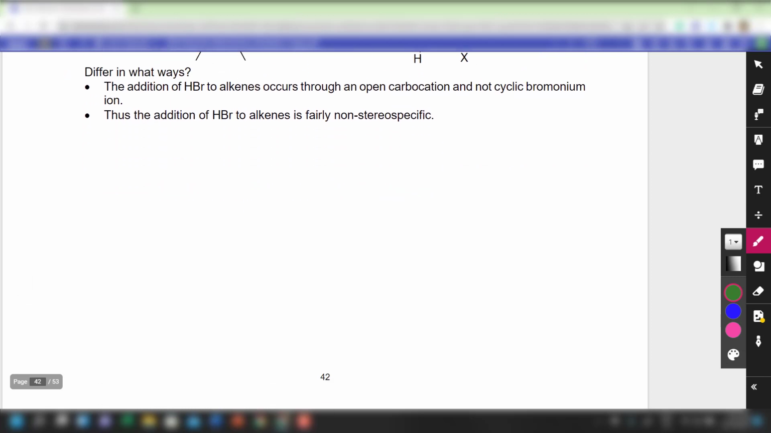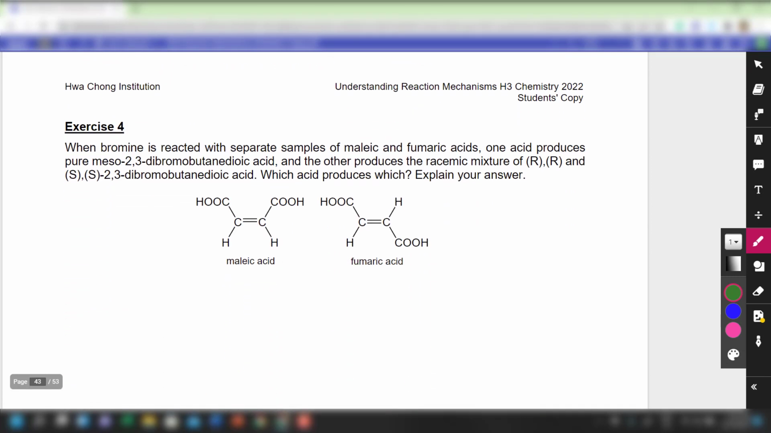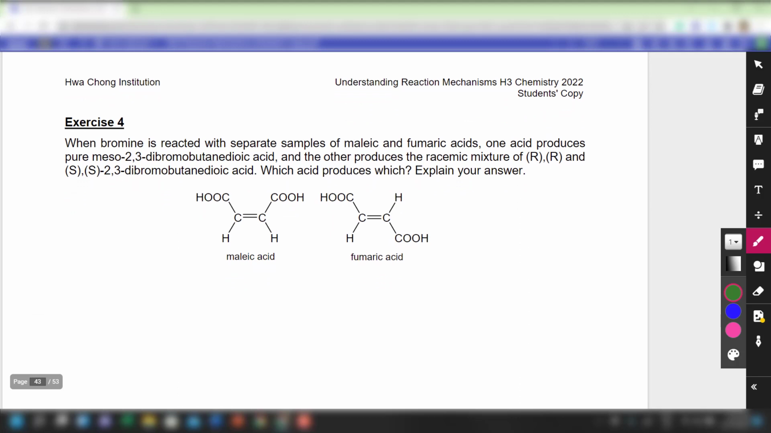I'm just going to move on because this particular portion, as I mentioned, is not exactly in your curriculum, so we don't want to spend too much time on it. We have an exercise 4 where we were told that bromine, when reacted with separate samples of maleic and fumaric acids, one acid produces the pure meso compound and the other produces the racemic mixture. So which acid produces which? Explain your answer.